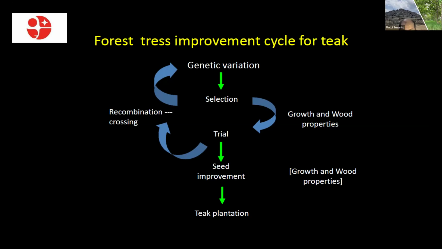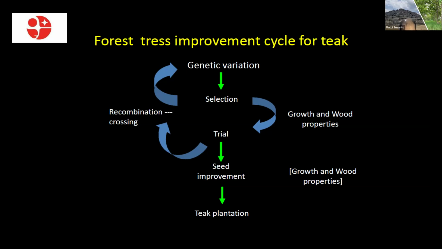The first step is selection of plus trees. Identifying superior trees: the process begins by surveying existing woodlots to locate plus trees, individual trees that exhibit exceptional characteristics like fast growth and good wood property traits. And then seed collection: seeds are collected from these selected trees. And then progeny testing, open pollinated: the collected seeds are used to create progeny through either open pollinated or control pollinated crossing of selected trees.